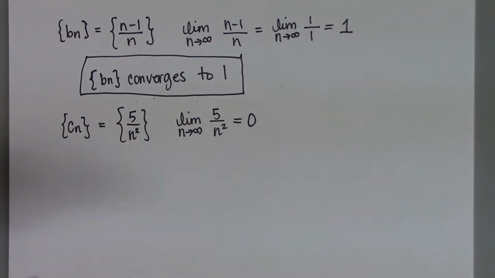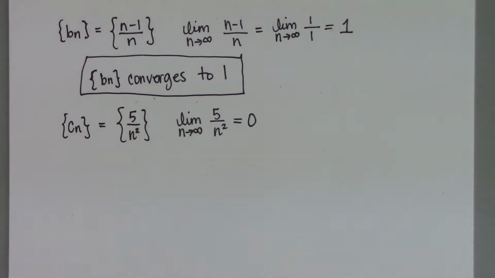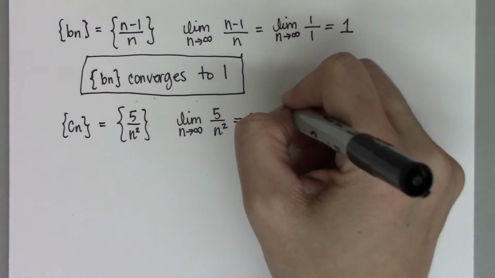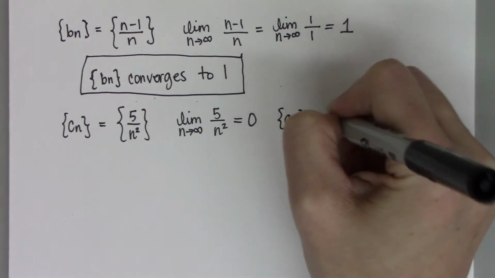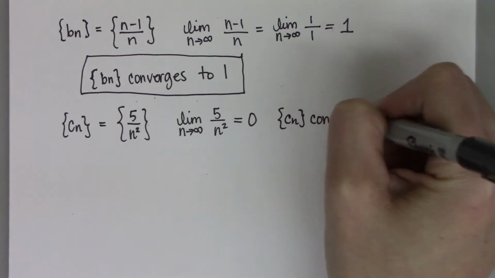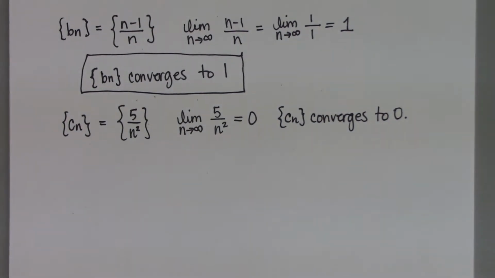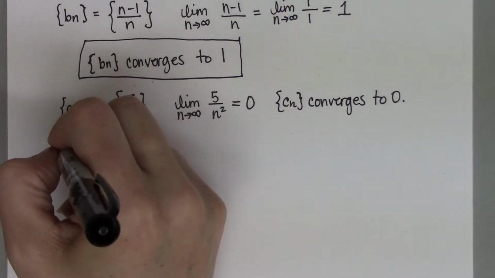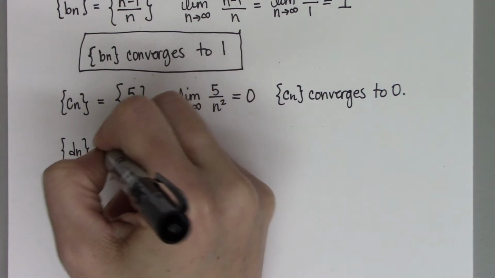So you could write 5 over infinity and then tell me it's 0, or you can just go straight to 0. So we learned back in Calc 1, right, that 1 over n squared, that limit, when we did infinite limits, we know it goes to 0. So that's good enough for me. And you can just simply state now, well, c sub n converges to 0. All right, let's look at another one.